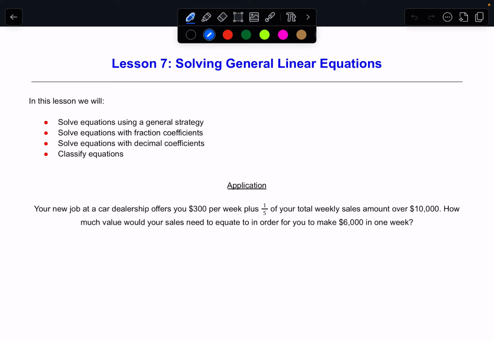Your new job at a car dealership offers you $300 per week plus 1/5 of your weekly sales amount over $10,000. How much value would your sales need to equate to in order for you to make $6,000 in 1 week? So we know you're going to get $300 automatically, but then how are we going to get up to that total of $6,000 by selling vehicles? So we'll come back to that one at the end.